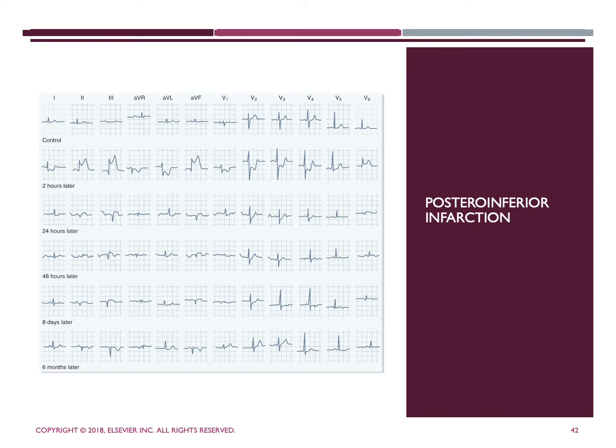And finally, 6 months later, the ECG illustrates large Q waves, isoelectric ST segments, and inverted T waves in leads 2, 3, and AVF, and large R waves, isoelectric ST segment, and upright T wave in leads V1 and V2, which is all indicative of an old posterior inferior myocardial infarction.